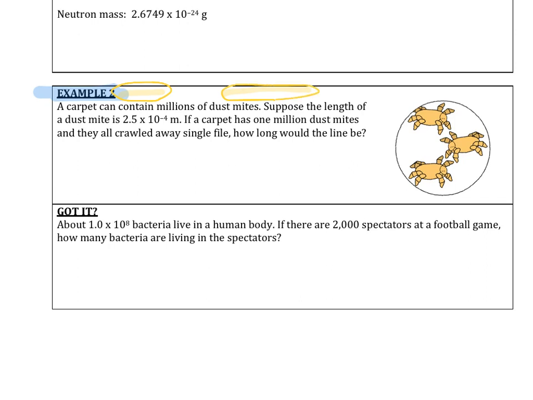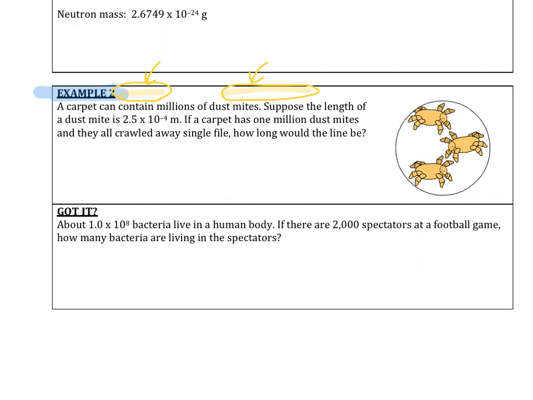Well, we're going to have to, in this case, figure out the total length. Each one is this long, and there's this many of them, right? So if I asked you what's the total height of 3 people that are each 6 feet tall, well, you would do 6 feet times 3, right? Because there's 3 people.